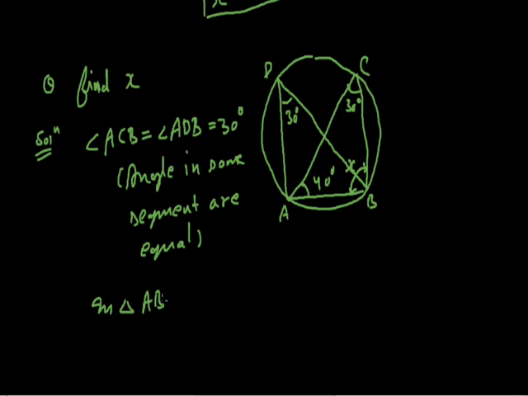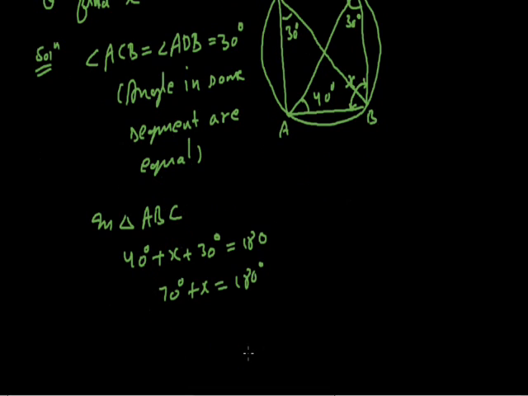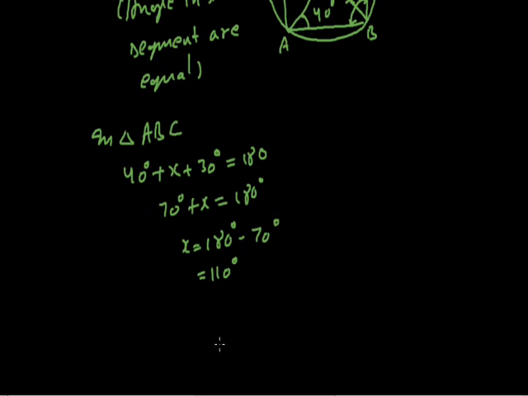Now we can simply apply the angle sum property in triangle ABC. That is angle A, which is 40 degrees, plus angle B, which is x, plus angle C, which is 30 degrees, equal to 180 degrees. So 40 plus 30 is 70 degrees, plus x is equal to 180 degrees. So angle x is equal to 180 degrees minus 70 degrees, which is equal to 110 degrees. This is for today. Thank you.